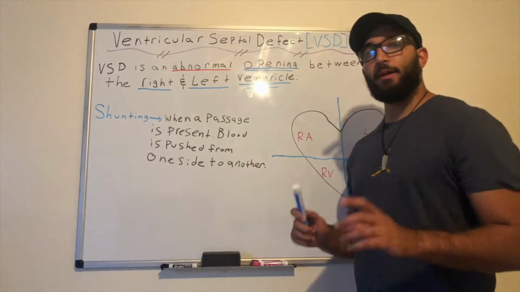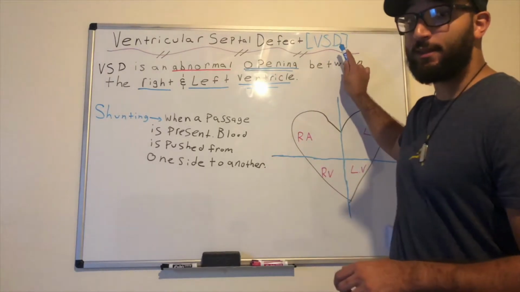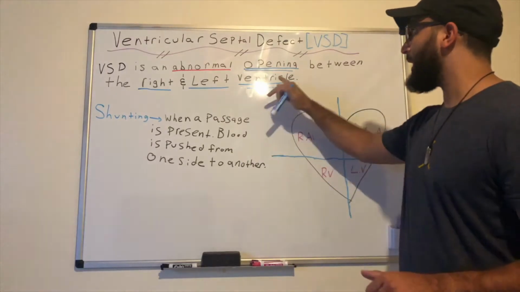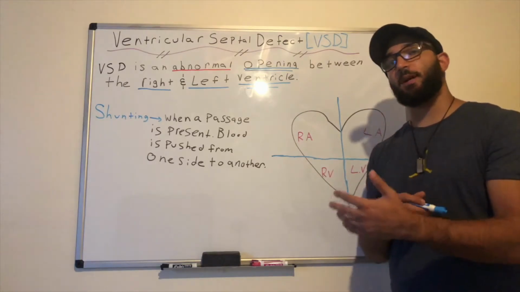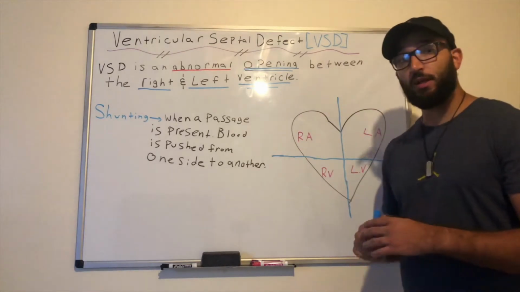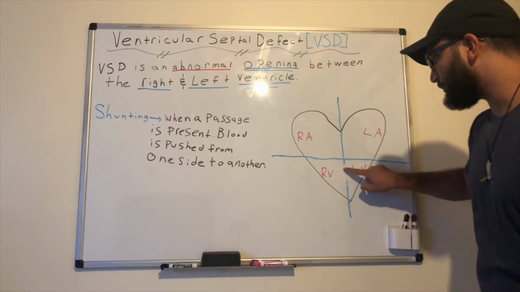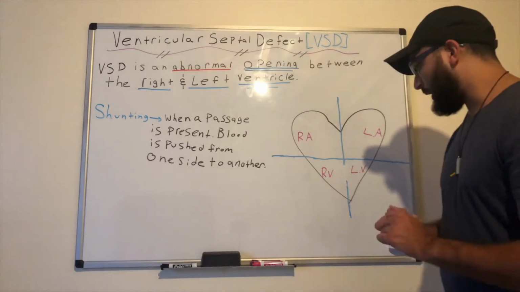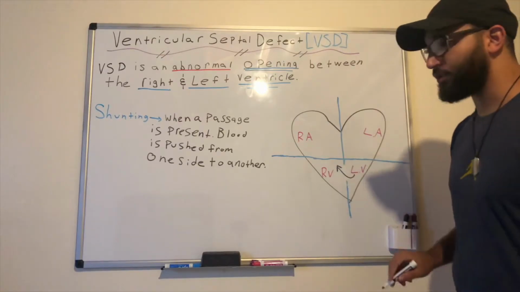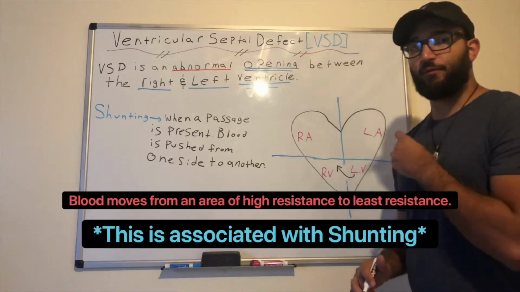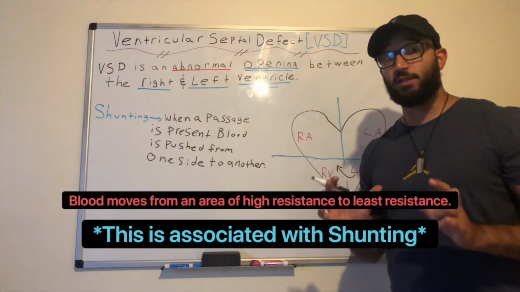Okay, so what is ventricular septal defect, also known as VSD? Well, VSD is an abnormal opening between the right and left ventricle. So with children, sometimes the septal wall does not close completely, and what happens is that the wall between the right ventricle and the left ventricle remains open, and highly pressurized blood flows from the left ventricle to the right ventricle, meaning blood is flowing from an area of high resistance to least resistance. This is also known as shunting.